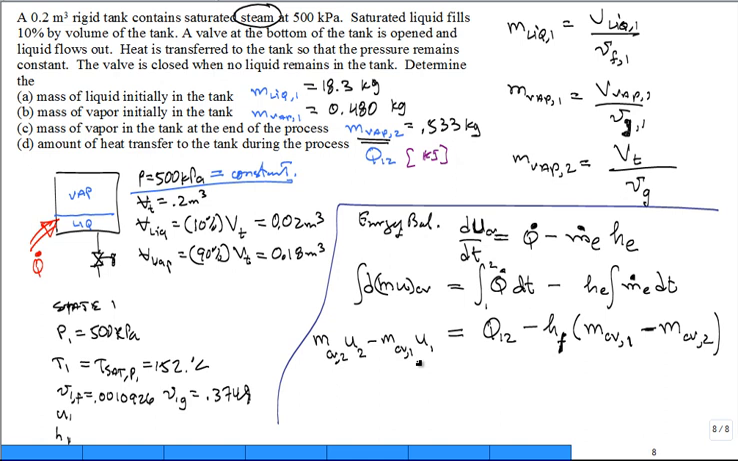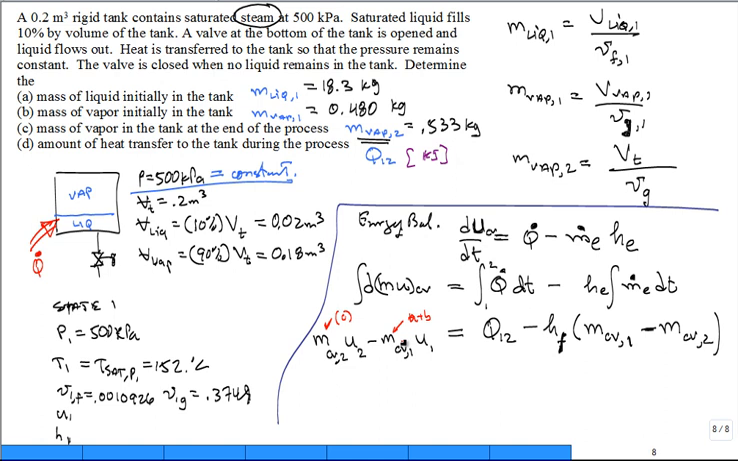Does this equation look good to you? Yes or no? Okay, so there's a little bit of work, but we just got the answers to parts A, B, and C. The mass in the control volume final, that's the answer to part C. The mass in the control volume initial, that's the sum of A and B.